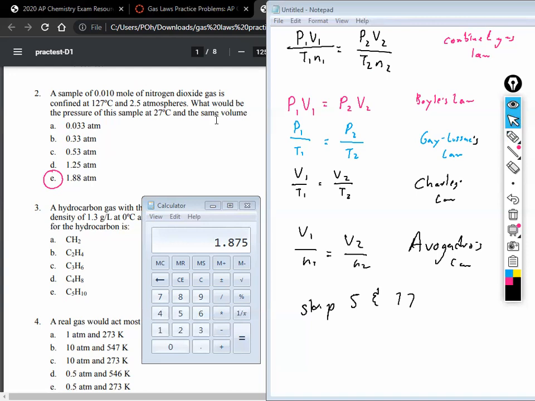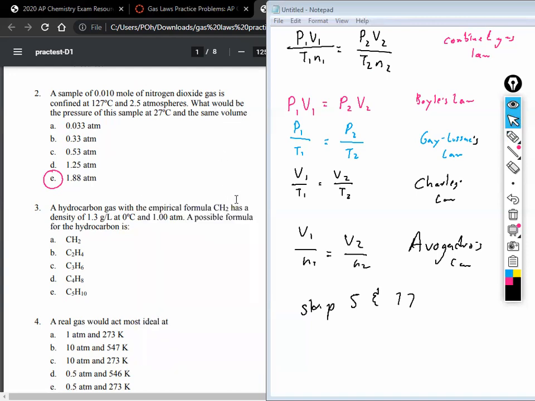Alrighty, let's move on. Let's go to number 3, okay? So in number 3, it says that we have a hydrocarbon gas with the empirical formula CH2. It has a density of 1.3 grams per liter at 0 degrees Celsius and 1 atm. Okay, and we need to find the real formula.